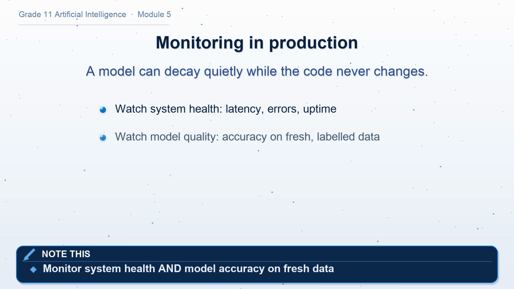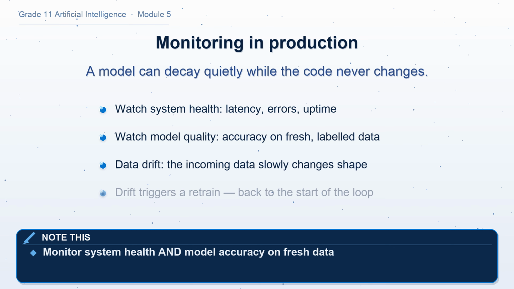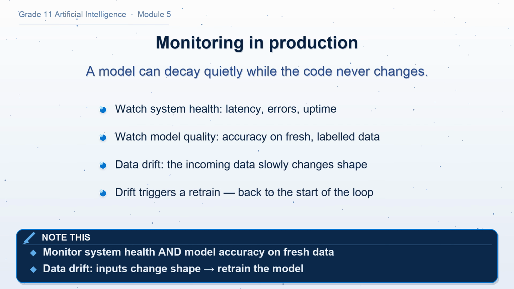The quiet danger is data drift. The world the model serves slowly changes. New shopping habits, new crops, new fraud patterns, so the incoming data drifts away from what the model learned. When monitoring detects that drift, it triggers a retrain, and we are back at the start of the life cycle loop. The last question is what happens when not hundreds, but millions of users arrive.